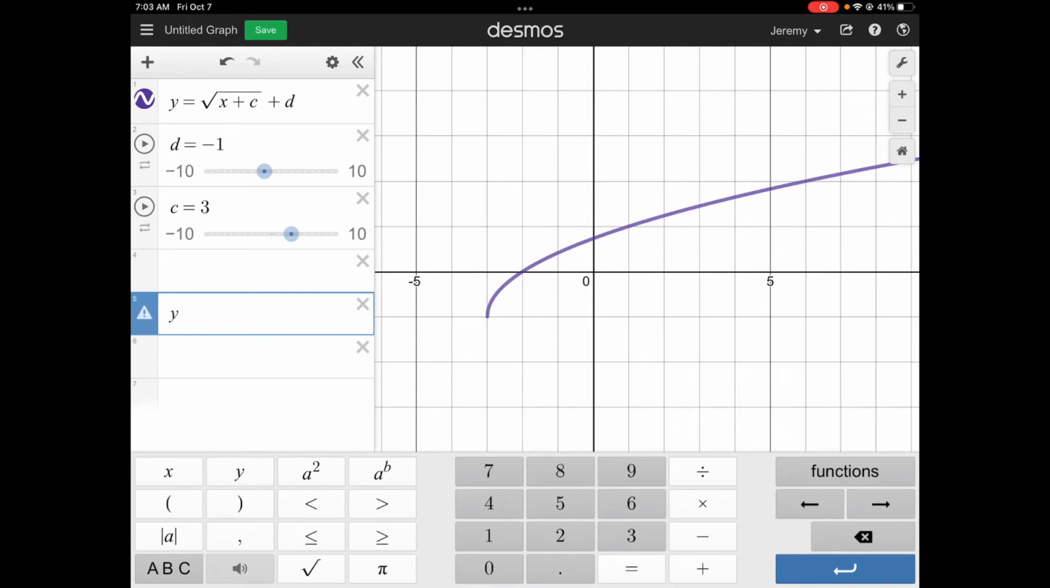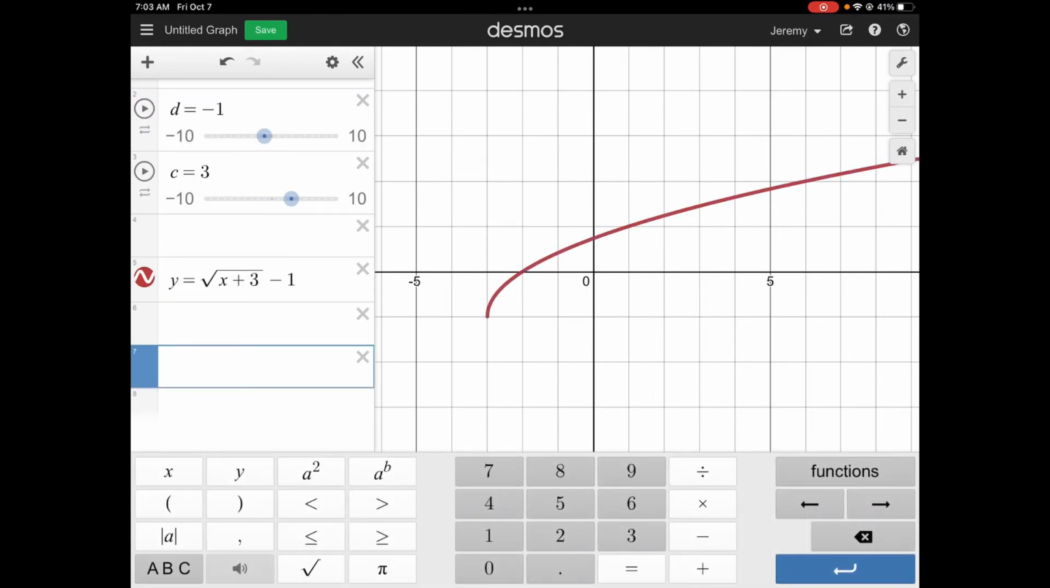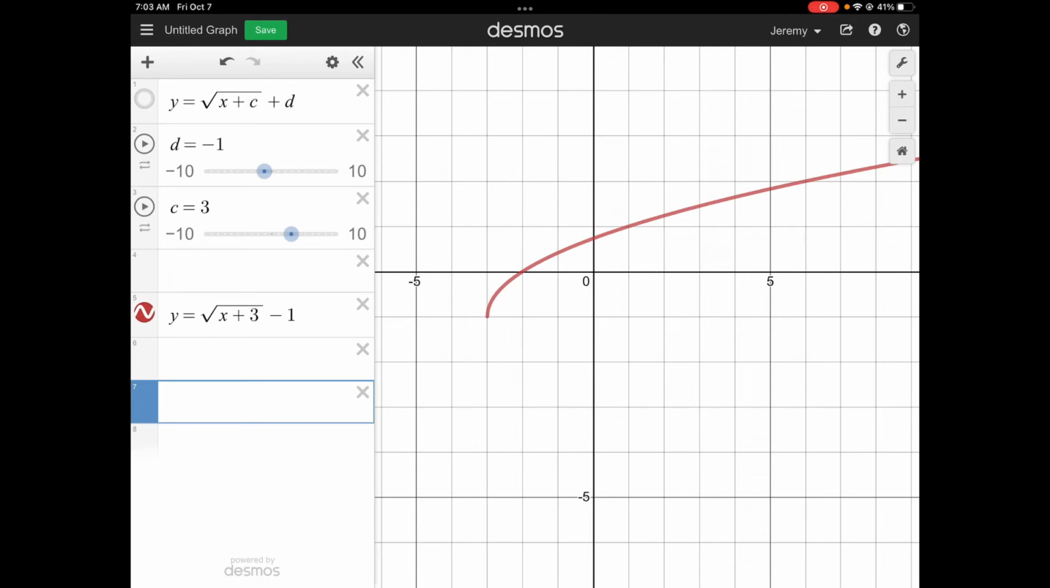This is the equation. Y equals the square root of x plus 3, then we go on outside, minus 1. Okay? So, let's go a different color. All right, so okay, the sliders are out of there now. This is just the graph of the square root of x plus 3 minus 1.